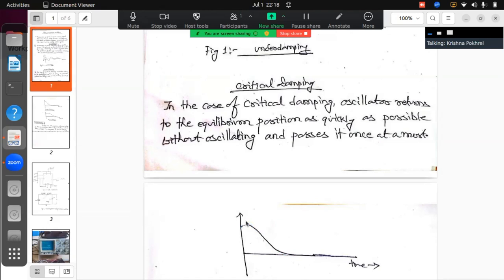Now the other part is, my PDF is not working.